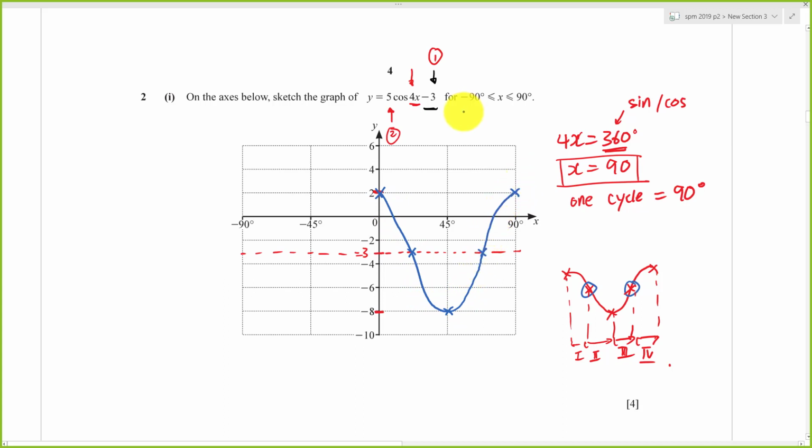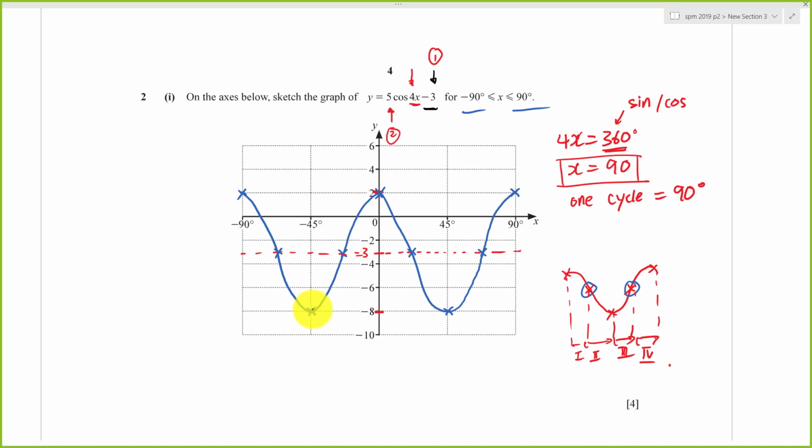Alright, but then they ask you to draw from negative 90 to positive 90, right? So after that you need to duplicate this on the other side. So I will plot like this. Go to here, and then come here, finally reach 2 here. So my graph will be something like this. You get it? Okay.